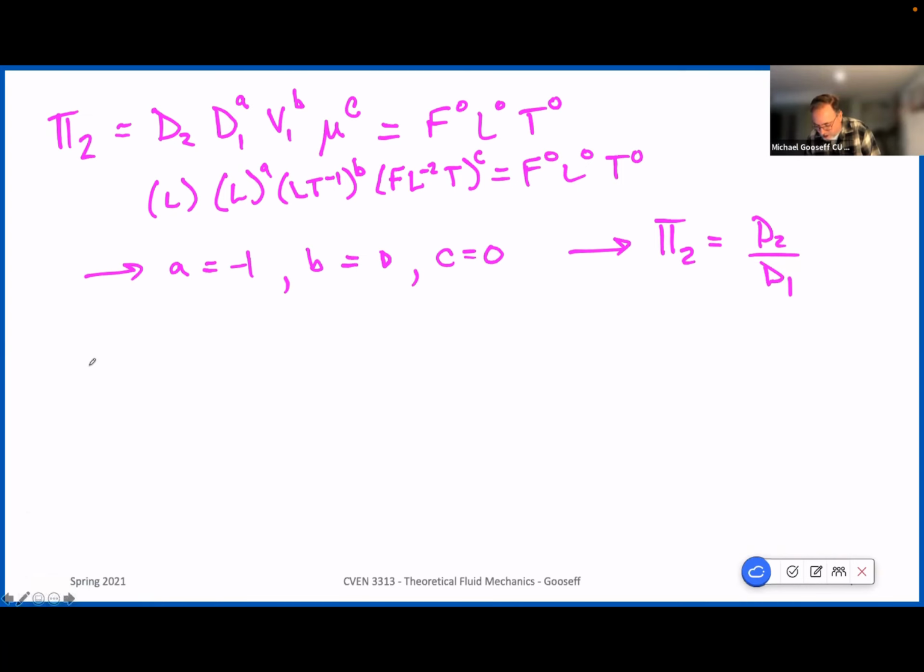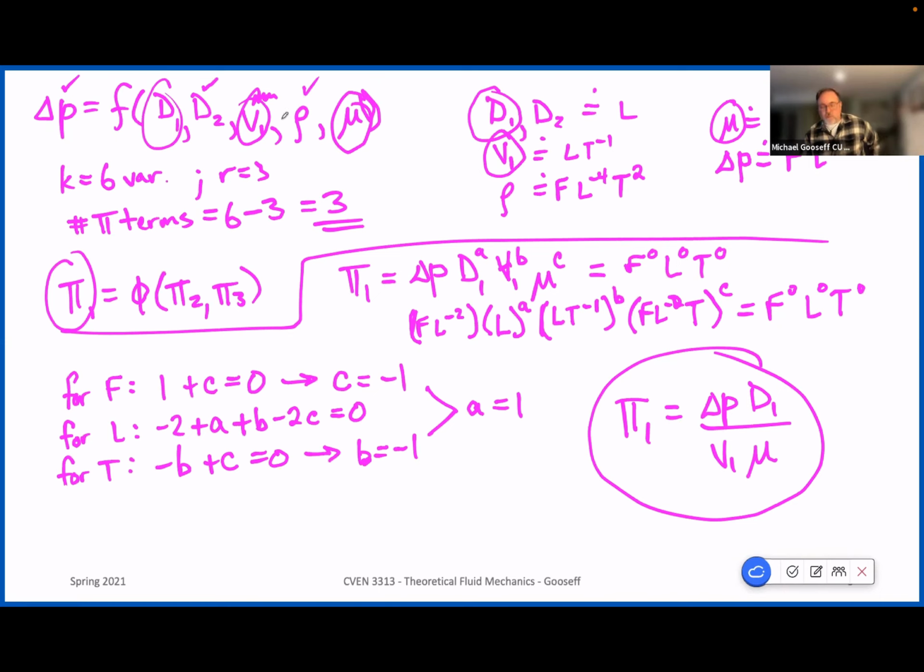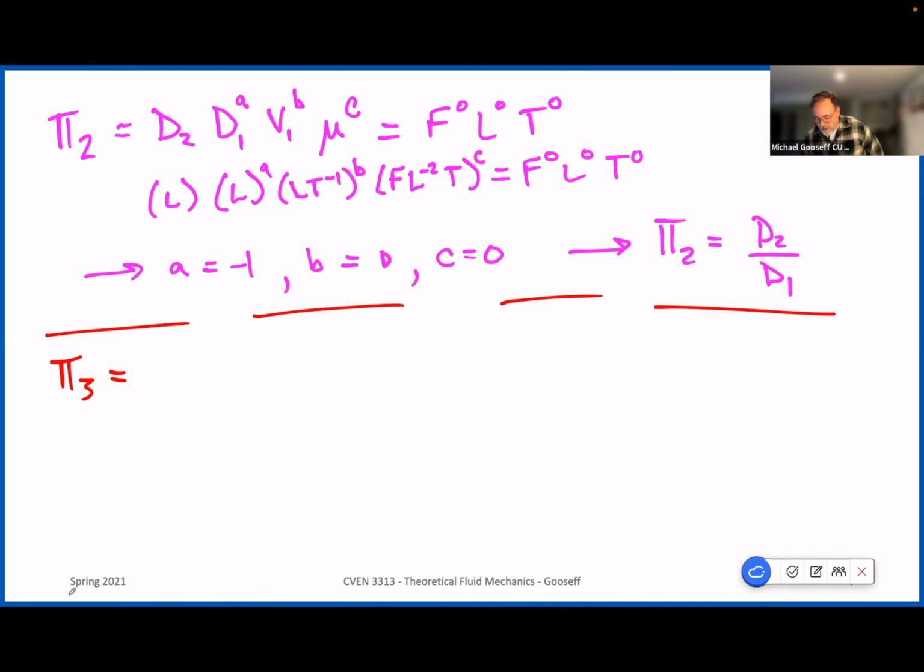Okay, let me just change up my color here to work on pi 3. Let me go through about the same level of detail here for pi 3. So now we're going to use our repeating variables again, but the other one that hasn't been used is rho. So we will now include rho and then D1 raised to the A power, V1 raised to the B power, and mu raised to the C power. And of course, we want this to be F to the 0, L to the 0, T to the 0.